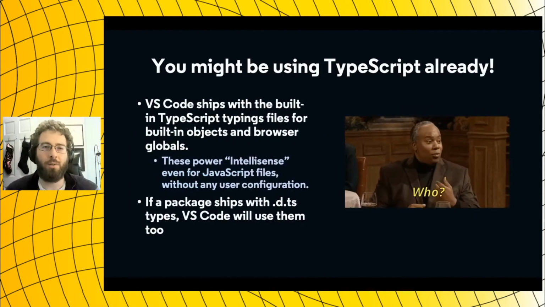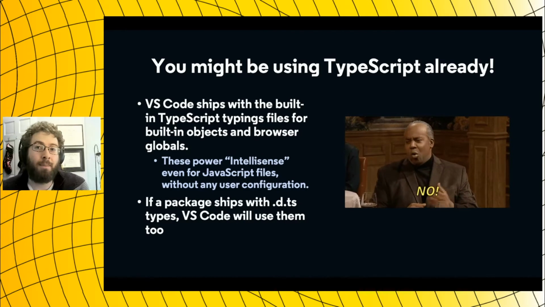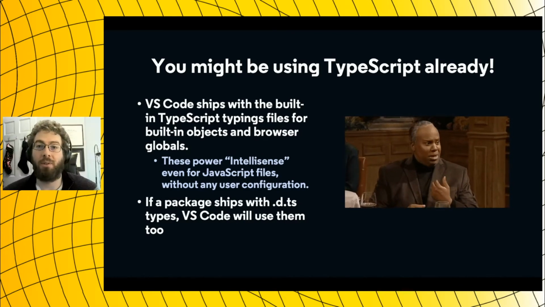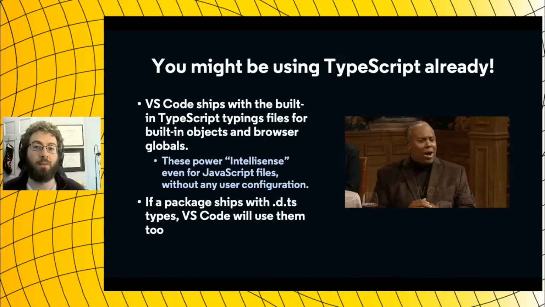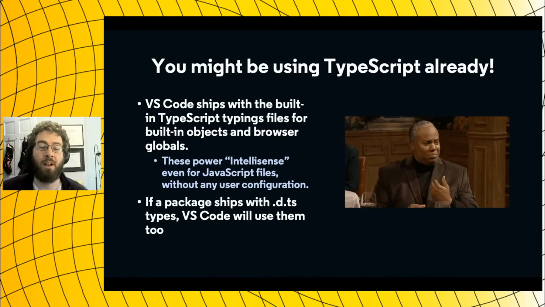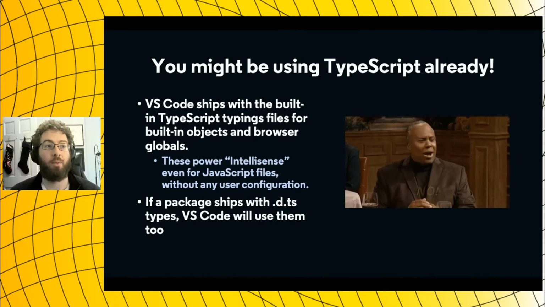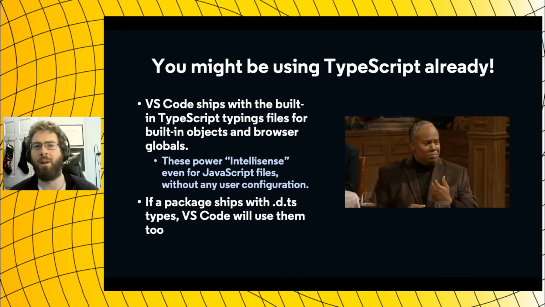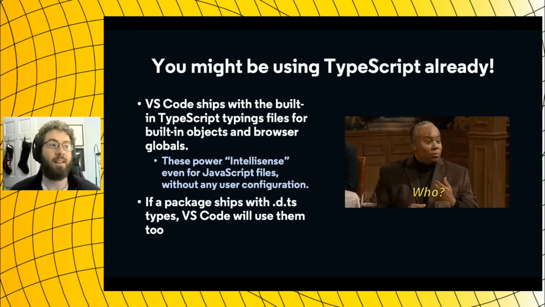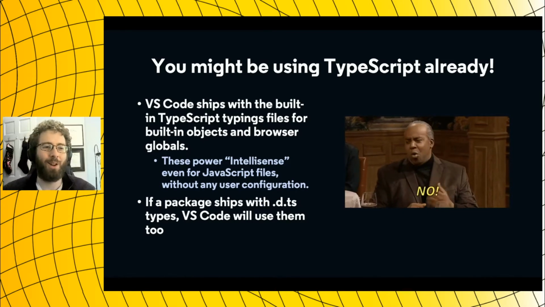Fun fact about this, you might be a TypeScript developer already, sort of. VS Code ships with built-in TypeScript typings files for built-in objects and browser globals. This is part of this whole system called Intellisense, which is enabled even for JavaScript files without any configuration on your end, where the little drop-downs that you get when you start typing in names are informed by the TypeScript understanding, or whatever language server is in your language, of what's allowed. Furthermore, in addition to shipping with built-in TypeScript typings for things like window and document and console, if a package has DTS types as part of its node module distribution, VS Code will use them too, which is pretty awesome.